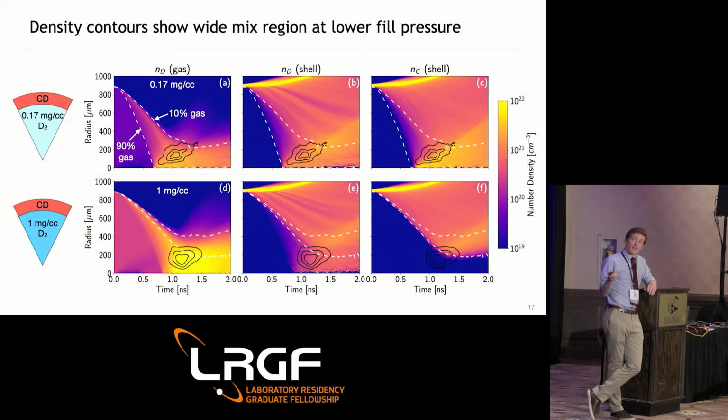And what you see in these targets is that in the low density case, you get a huge mix region that makes it immediately to the stagnation point. And basically everywhere you have yield, you are having significant shell mix. So that's significantly going to affect what's going on in your target.